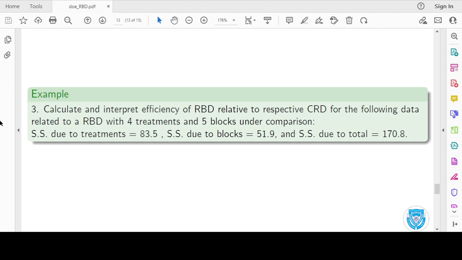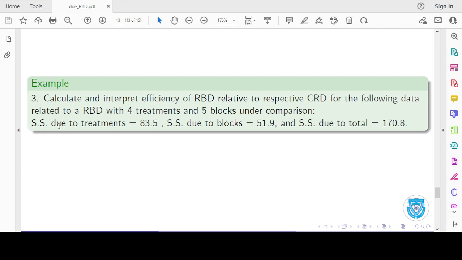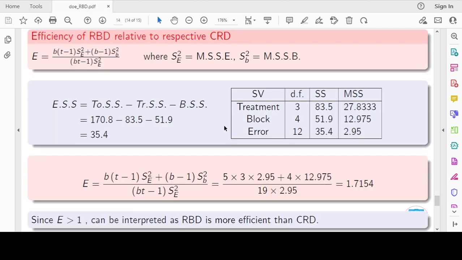In the third example we have: calculate and interpret the efficiency of RBD relative to the respective CRD for the following data related to RBD with 4 treatments and 5 blocks under comparison. So what is given here is T equal to 4 and B equal to 5 blocks, and the sum of squares due to treatments, blocks and total are given to us. We have to compare the efficiency of RBD relative to CRD.